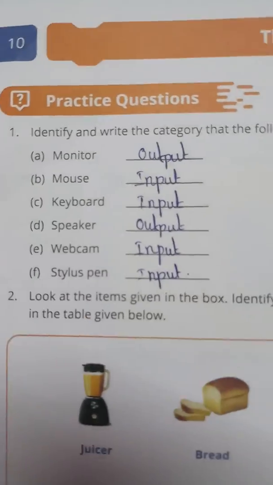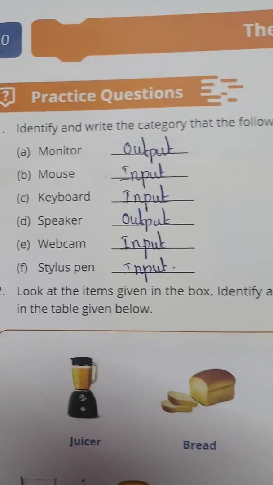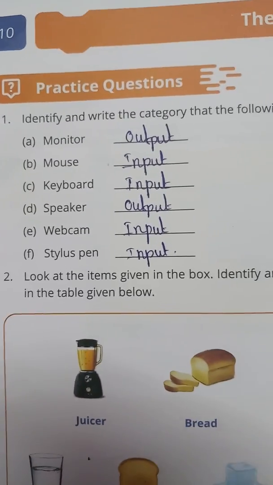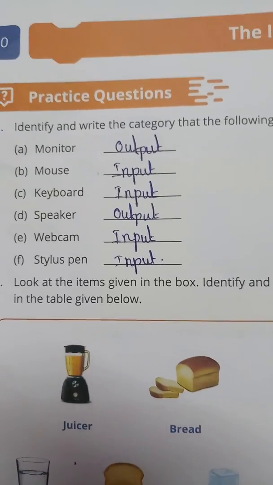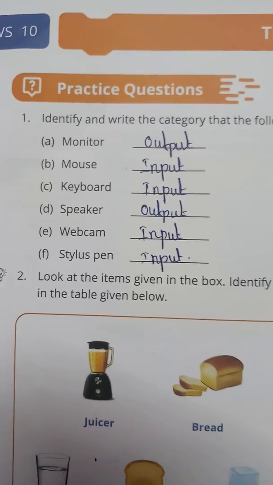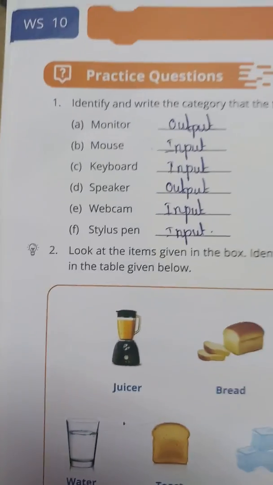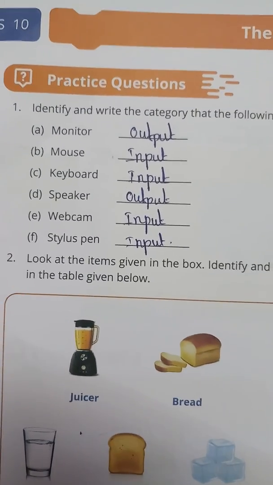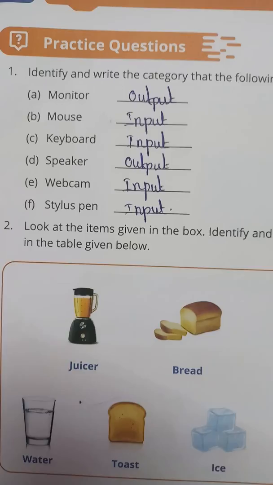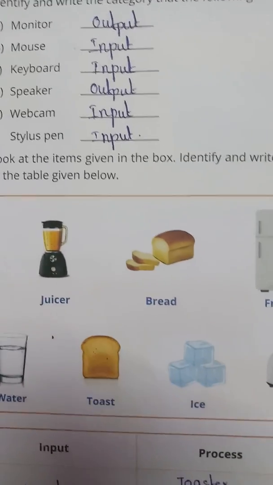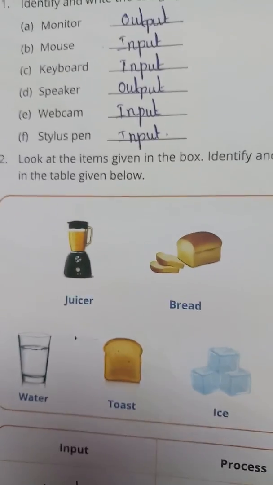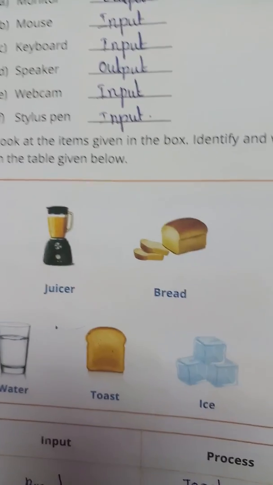So here we have discussed the categories of output and input. Monitor is an output device. Mouse is an input device. Keyboard is an input device. Speaker is an output device. Webcam is an input device. Stylus pen is an input device. Here they have given some items. We need to categorize them as input, process, and output.